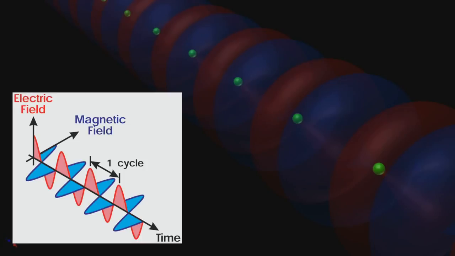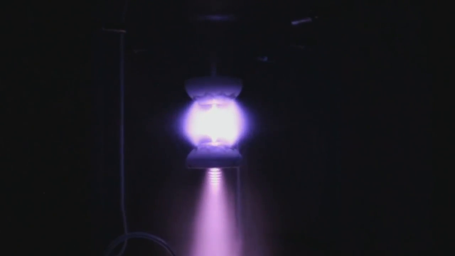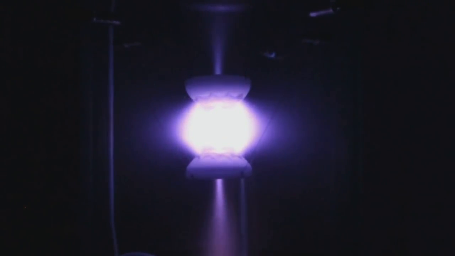Again we see the diagram of electromagnetic radiation, and you can clearly see how this diagram agrees with the structure of our photons and fields. So the ball of confined plasma in the vacuum chamber has the same basic structure as a photon.